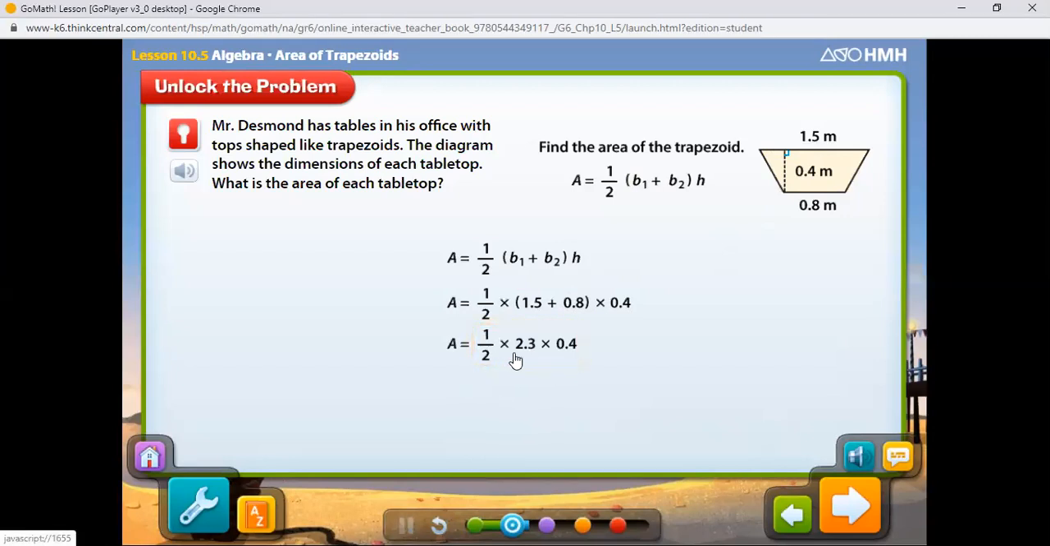So basically here you can either multiply 2.3 by 0.4 and then divide it by 2, or you can find the half of 0.4, that's 0.2, and then multiply it by 2.3. The product is 46 hundredths. So the area of each tabletop is 46 hundredths square meter.